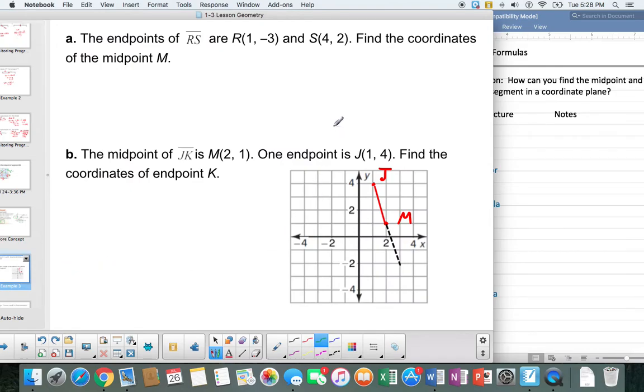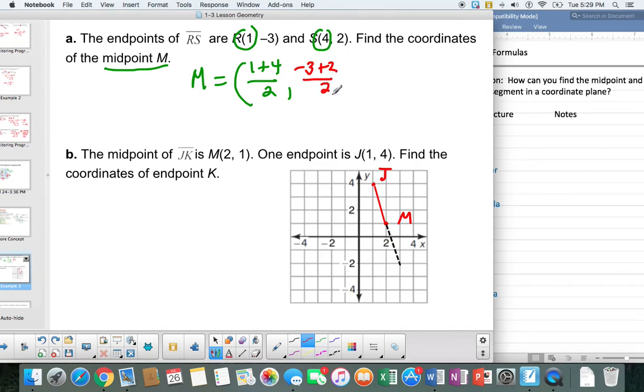All right, let's go ahead and do some examples. I'd like to find the midpoint. So I'm going to take the 2 x's, add them up and divide by 2. So midpoint M will be equal to 1 plus 4 divided by 2. Now I'm going to take the 2 y's, which is -3 plus 2, and divide by 2. And if I simplify, the answer is going to be 5/2, and then this answer will be -1/2. So this will be the midpoint.